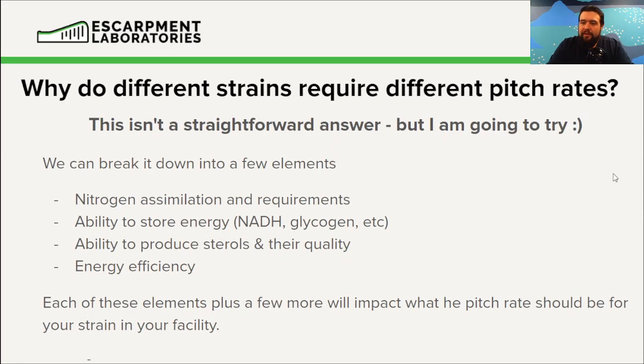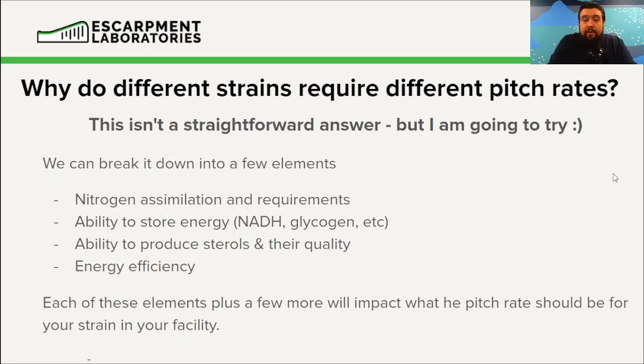So that's kind of the Cole's notes for pitch rate. You'll notice that I haven't given you numbers for pitch rates, and they're strain specific. I'd ask you to reach out to us or look at some of the resources we have online. We have a pitch rate calculator online. You can look at those things there. I'm trying to talk about this at a higher level than that.